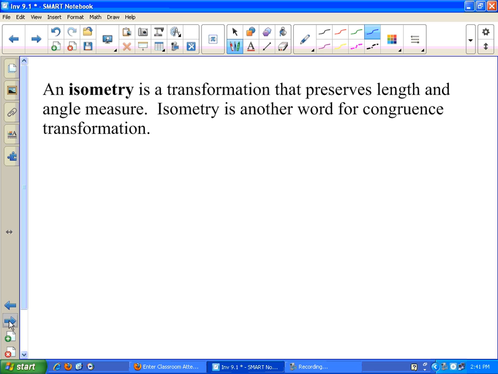Isometry. We're only going to do one of these. It's something good to know, but I would put money on it that it won't be on the test. You'll have one tonight on your homework, but isometry is just another word for congruence.